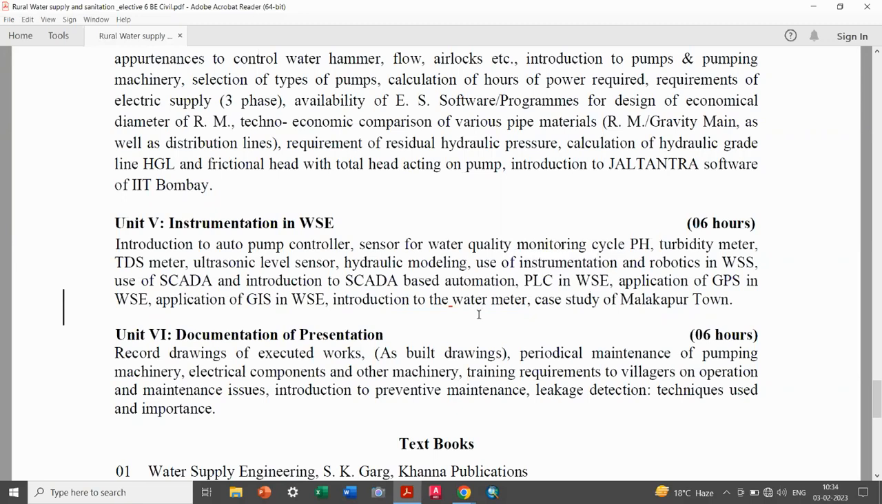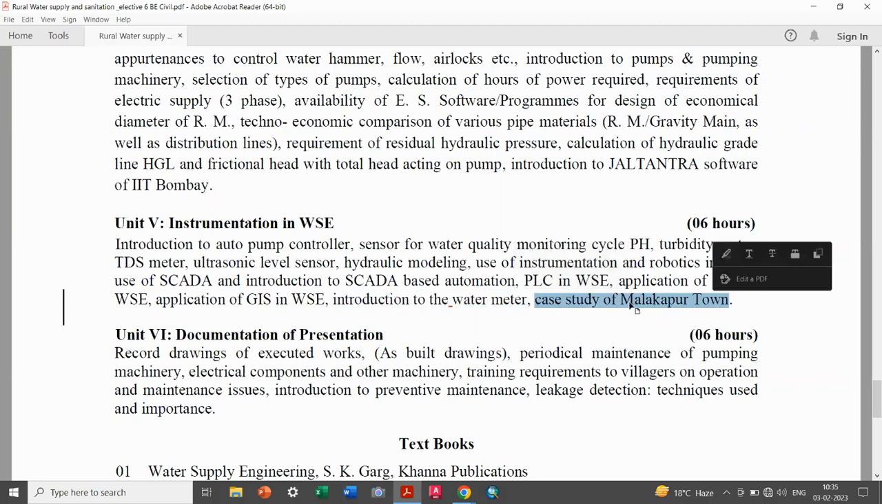To have proper financial feasibility or financial viability, we can have water meters for each individual, so that we can measure the losses also. You can have an audit of the water pumped and water utilized, and accordingly you can charge properly. Those who are using more water can be charged more, and those who are using less water can be charged less.